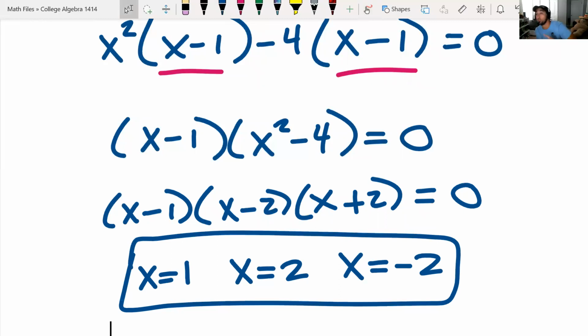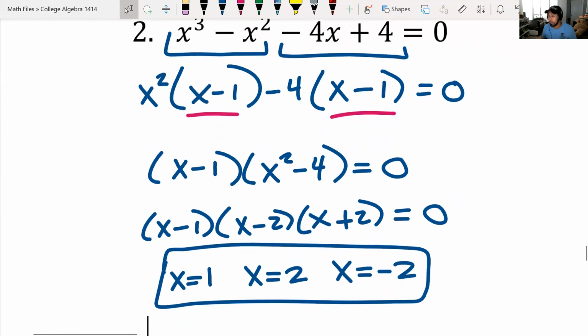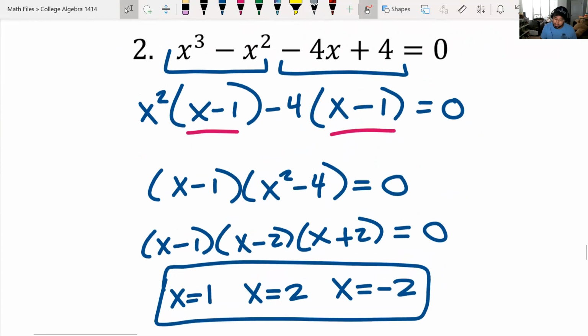All right, so cool fact here. How many answers did we get? We got 3 answers. What was the power of this polynomial? The highest power of this polynomial was 3. So the degree of the polynomial, the highest degree, tells you how many answers you're going to have. So if that's x cubed, we should find 3 x values. Did we find 3 x values? We sure did.